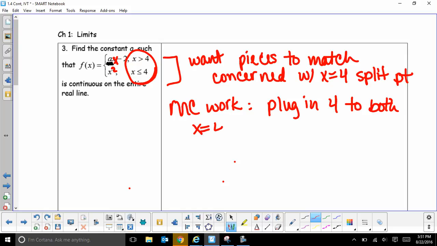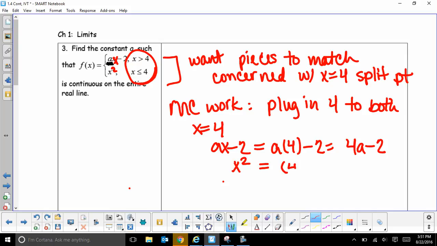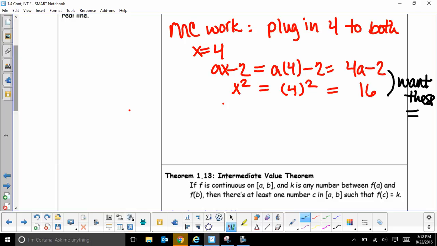So if x equals 4, then ax minus 2 would equal a times 4 minus 2, so 4a minus 2. And then x squared would equal 4 squared, which would equal 16. I want to see if the pieces match. So I want these to equal because that would mean that my line and my parabola would come together. So I'm trying to find the a to make that happen. So I want to know when 4a minus 2 equals 16, I can solve that equation.